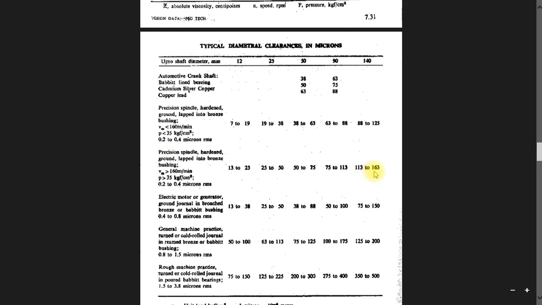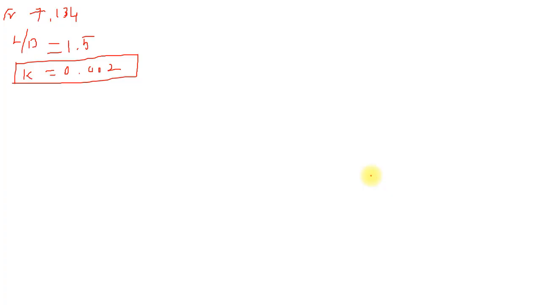So the C value would be around 113 to 163 micron. Okay, so here I am going to assume, from data book page number 7.132, for D up to 140, diameter up to 140, and precision, I am taking C is equal to 113 micron.